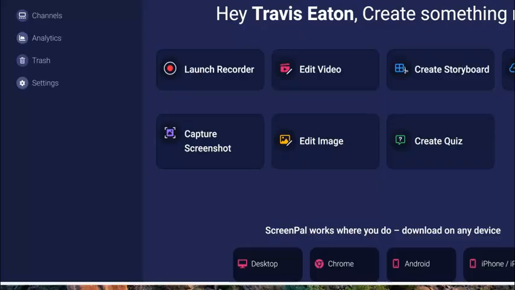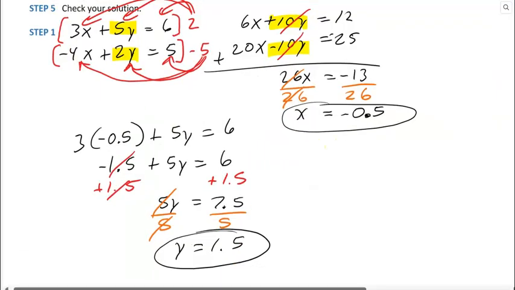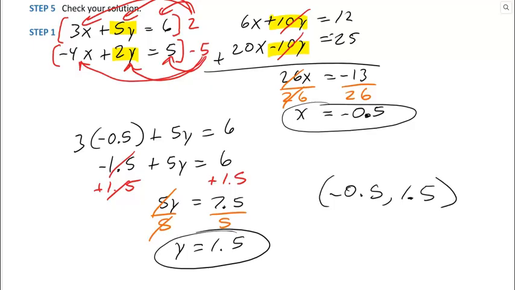So we have an xy pair. Sorry about that, folks. All right, we have an xy pair of negative 0.5 and 1.5. And that's the answer. And of course, we would substitute those back into our original equations to make sure that they are correct.